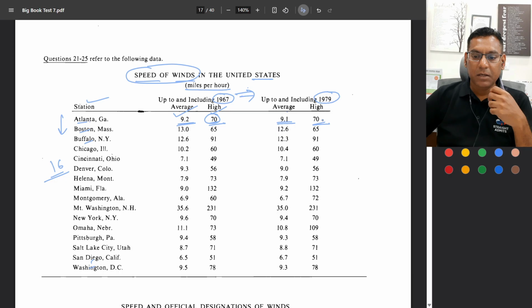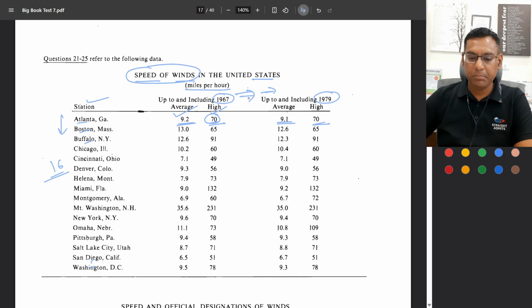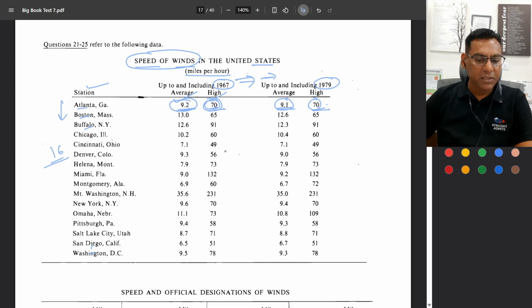That means no higher speed was observed in Atlanta in the next 12 years. Okay, what is the starting year? That's not given. Maybe that's not important. But basically, whenever they started, the average till 67 was found out to be this. The highest was found out to be this. Next 12 years also they continued to do the same. Average was found out to be this. The highest was found out to be this. Okay. Fine. So this table is okay.